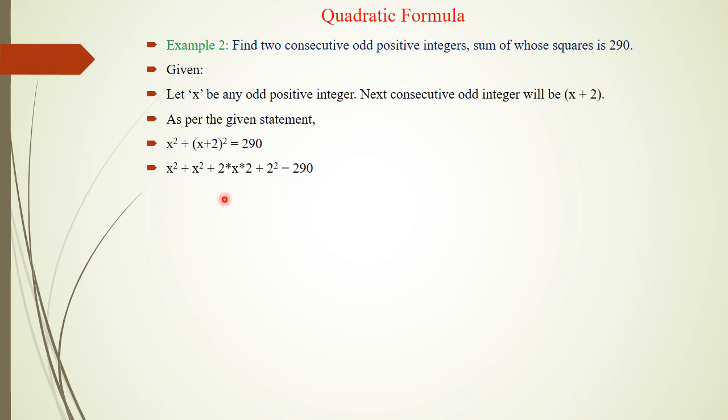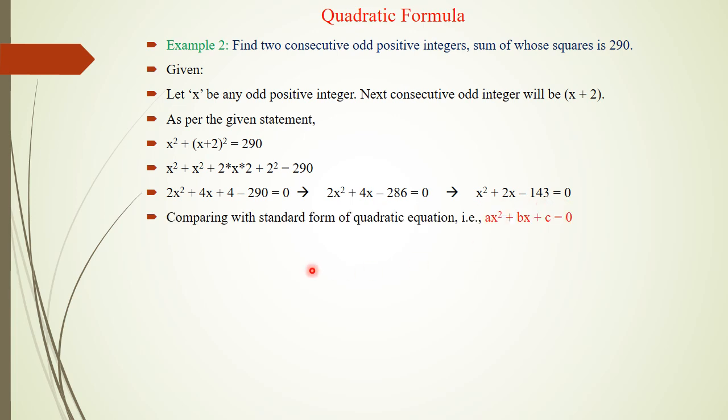When I further simplify this, I'll get x square plus x square as 2x square, plus 2 into 2 is 4 x, 2 square is 4 here, and this 290, when I bring it on the left hand side, it is minus 290, that is equal to 0. 2x square plus 4x plus 4 minus 290 is equal to minus 286 equal to 0. I'll take 2 common from this entire equation. Then it will reduce to x square plus 2x minus 143 is equal to 0.